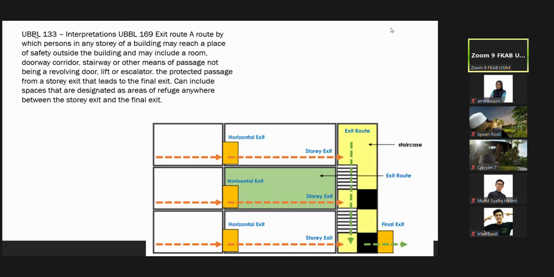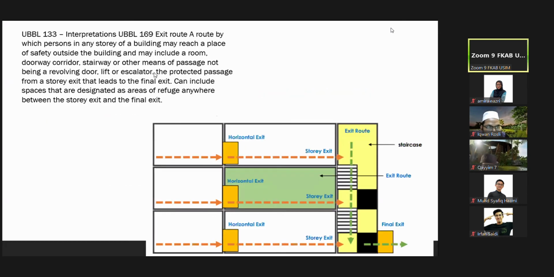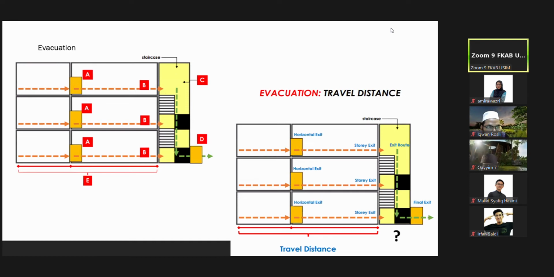Okay, you have to refer to UBBL 133 and UBBL 169. Please refer to that, okay? All right, this is actually the travel distance to show the differentiation of A, B, C, okay? Why ABC? Because the people at A can straightly see the fire door and fire staircase. They will go to B directly to C. C is the exit area for evacuation.